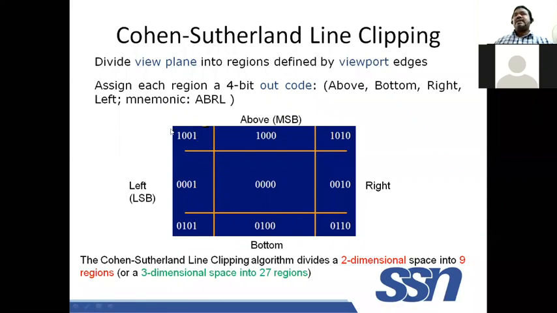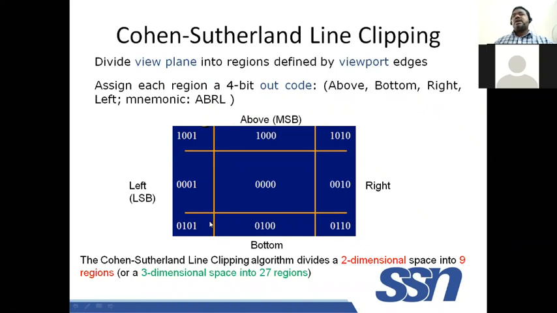Likewise, if it is left, above left, here: 1, B 0, R 0, L 1. L is equal to 1. Similarly, this one, how to do the coding? It is not above or below. Therefore, 0, 0, right is also 0, left is equal to 1. Like this. In this case, it is right only. Therefore, 0, 0, 1, 0.